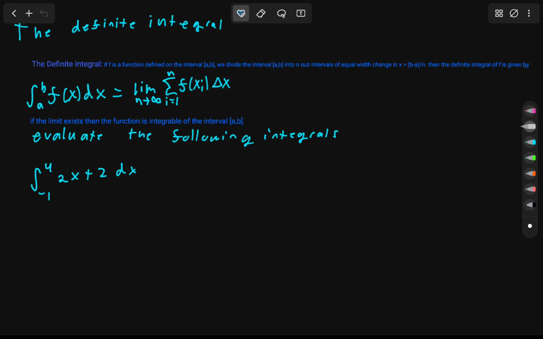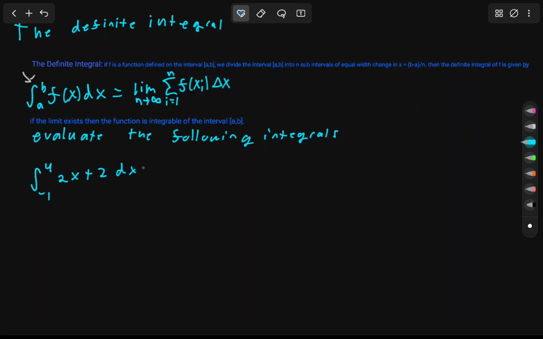Then the definite integral of f is given by the integral. So this symbol right here is called the integral from a to b of f of x dx. And that is equal to the limit as n goes to infinity of the summation of i equals 1 to n of f of x of i times the change of x. So now we want to evaluate the following integral.